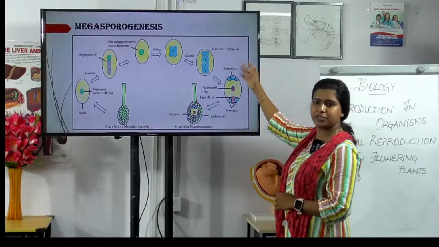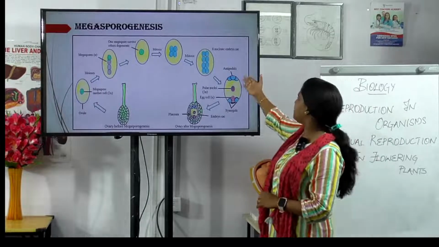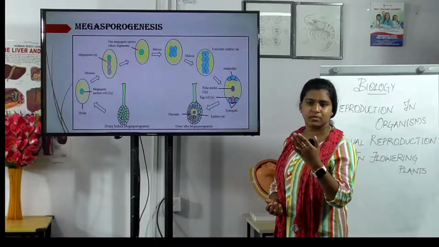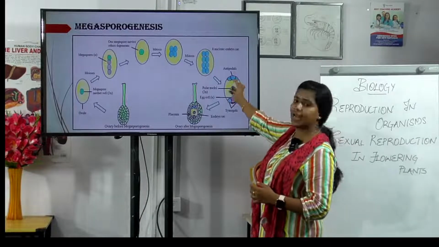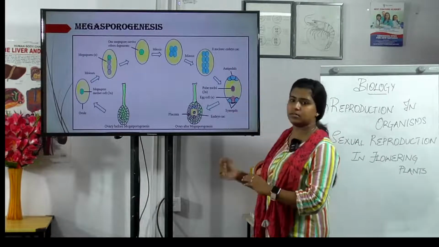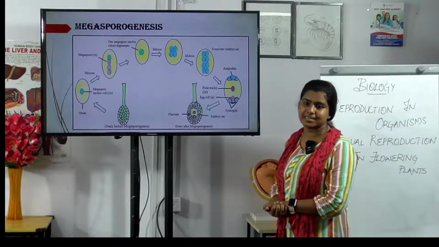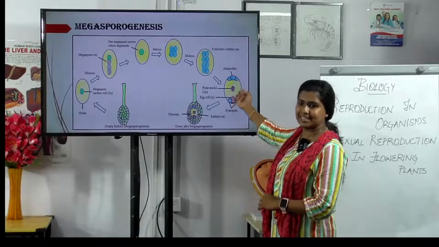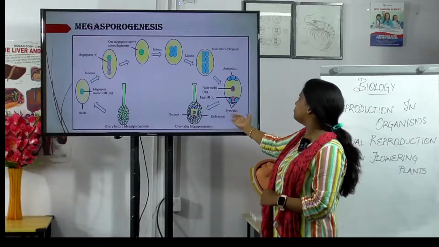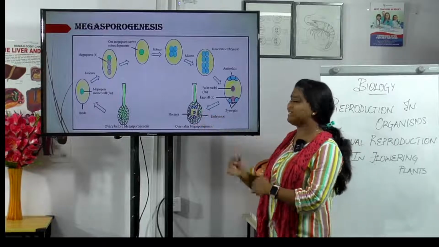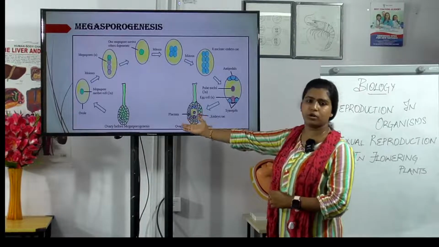This is the antipodals. At the top of that, what is there? The nucleus. This is the nucleus, this is the antipodals. Above this is the area of the integuments, the chalaza. And these are the egg cells in the middle of the nuclei, and the synergids, which lead to the embryo sac and a placenta. That is before megasporogenesis, and this is after megasporogenesis.